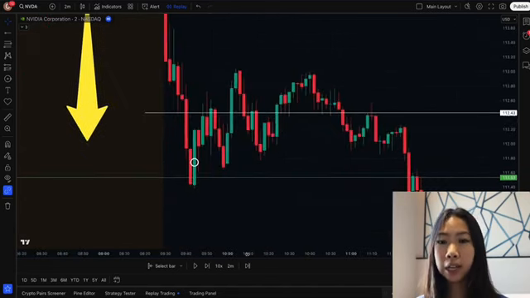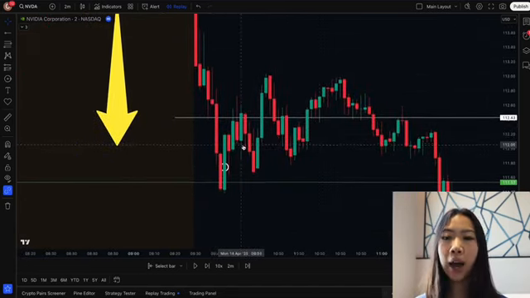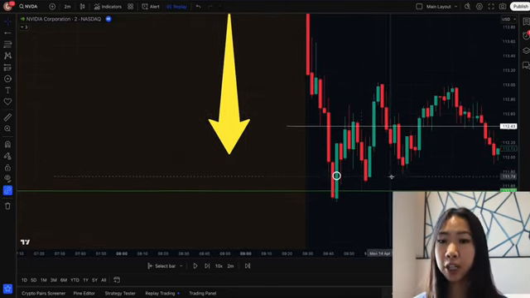But depending on your style, maybe you're okay holding it longer. That's up to you. I like to exit based on strength. So once I see a little bit of bullishness, or I see that the trend is weakening, reversing, that's when I want to call it quits and exit my trade.